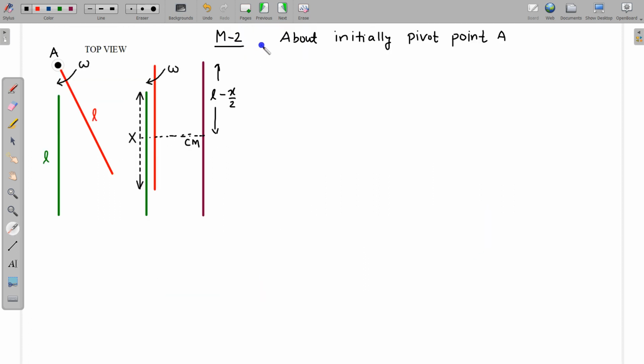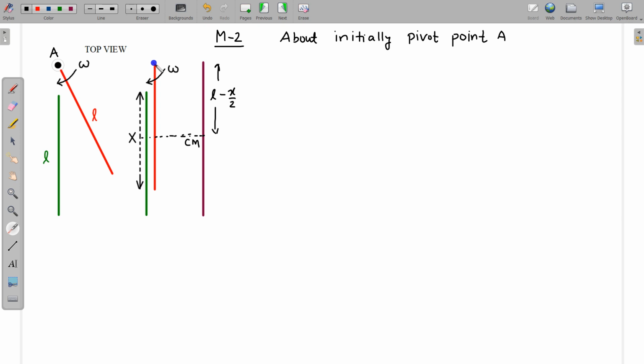Now in method number 2, we will conserve the angular momentum about the initial pivot point A. So what is L initial and L final about point A? L initial, obviously the angular momentum will be contributed due to this red rod only, and just before collision this point is at rest. So we can directly write about this point in a single term, I into omega, just like we write angular momentum about a hinge point.